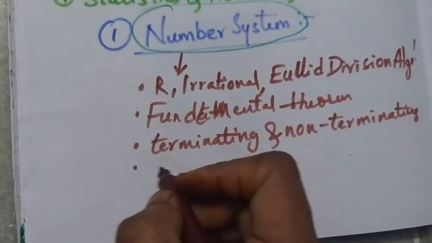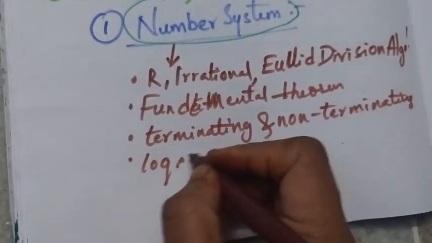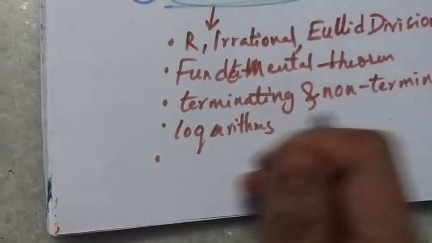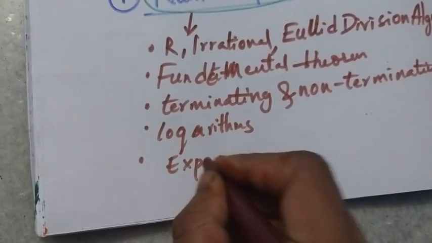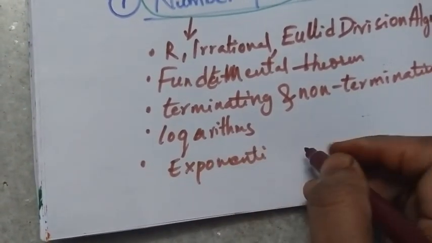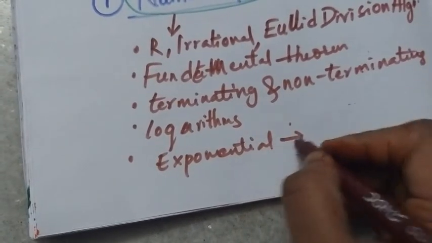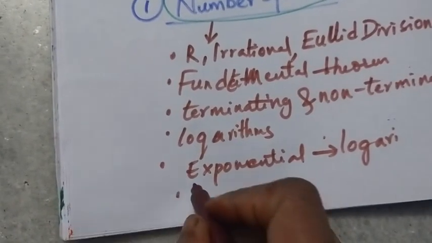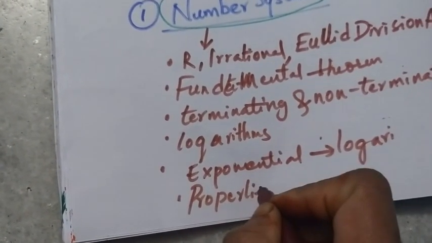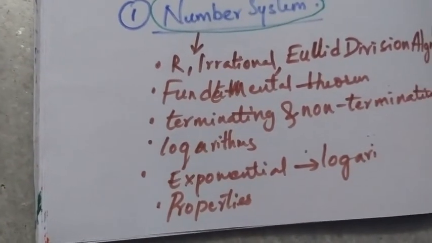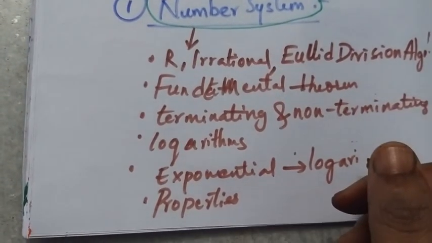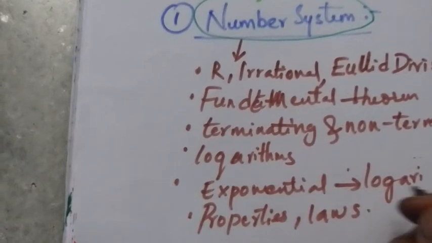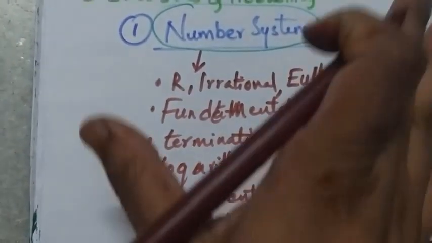Okay, now introduction of logarithms. About logarithms we have to study the formulas. Next, what is conversion of exponential form to logarithm form? Exponential to logarithm conversion. Another is properties. We have to be perfect in the properties of logarithms, and the laws of logarithms and standard base logarithm. These are all we cover in number system.